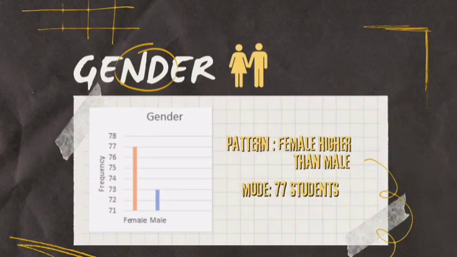Gender of students that take the mathematics course. There are 150 students in the mathematics course. Based on the data that we have, the pattern of gender shows that female students are higher than male students, occupying 51% of students of the mathematics course, while male students are 49%. Also, the mode for gender is female, which is occupied by 77 students.